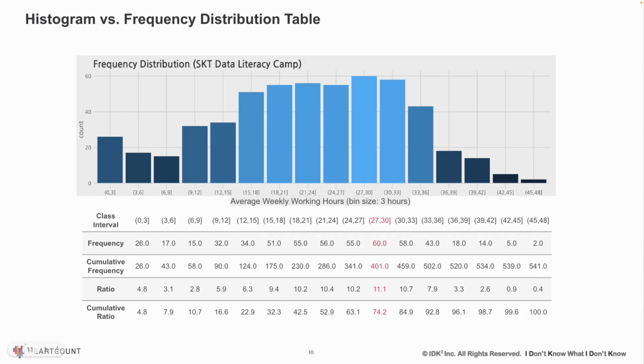Analyzing distributions is key in data analysis. Histograms and frequency tables are valuable tools for visualizing and understanding distributions. They help in making sense of data and drawing meaningful conclusions.